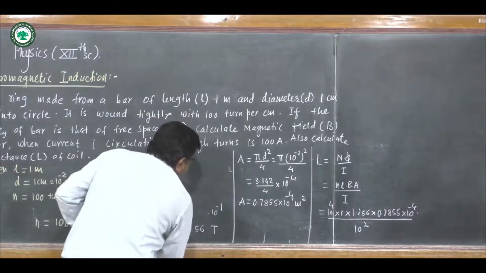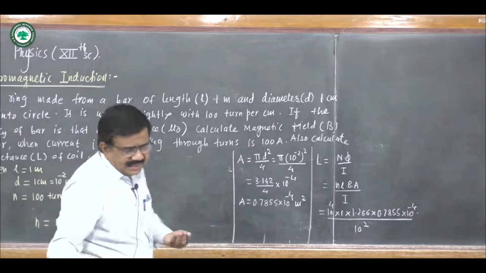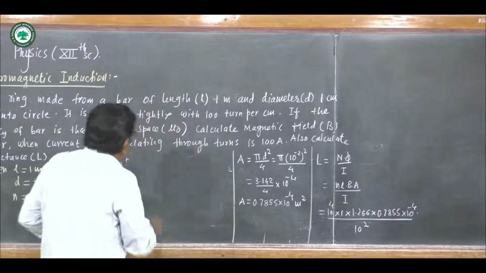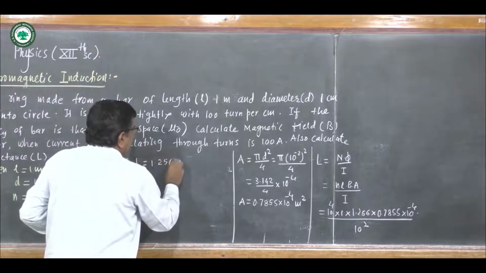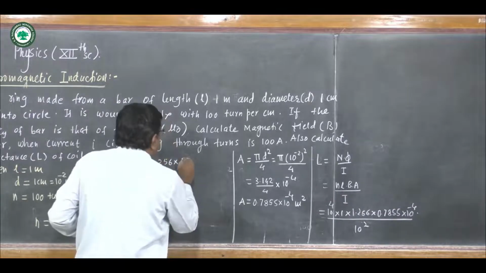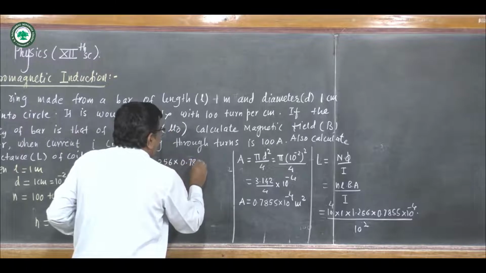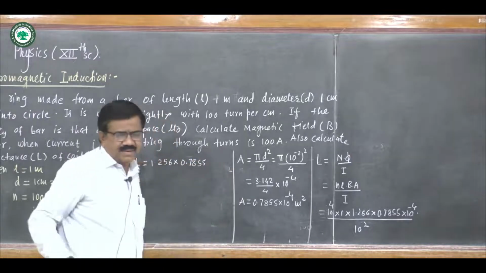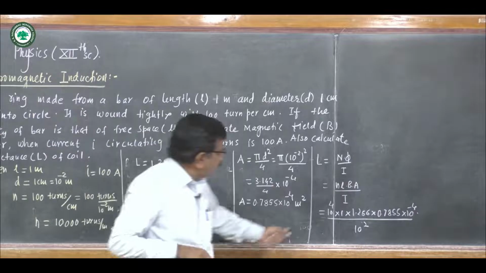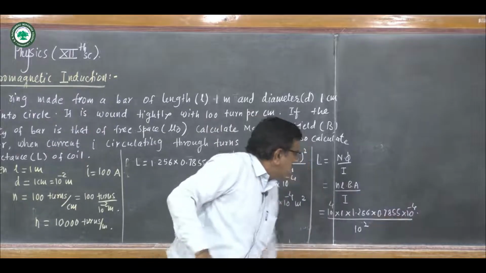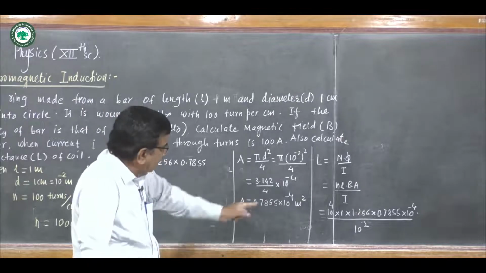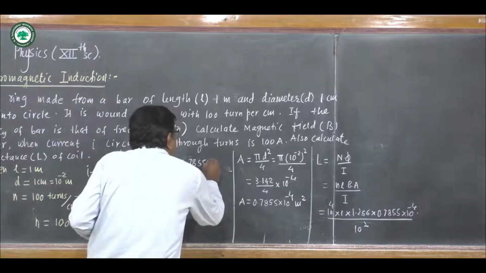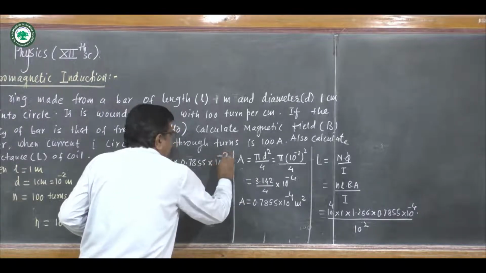L is equal to, see here, 1.256 multiplied by 0.7855. This 10 raised to 4 and 10 raised to minus 4 becomes 10 raised to 0, and that is 1. And that 10 raised to 2, when shifted to the numerator, becomes 10 raised to minus 2.